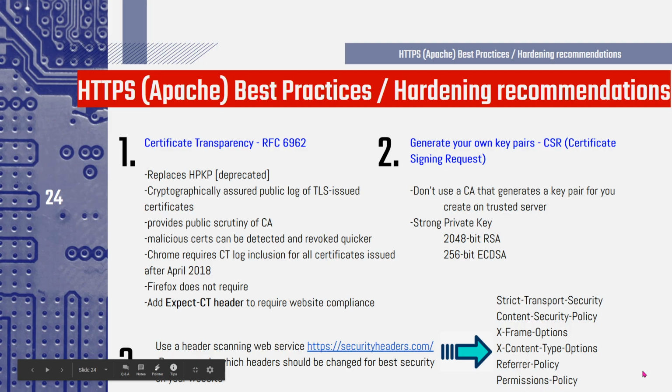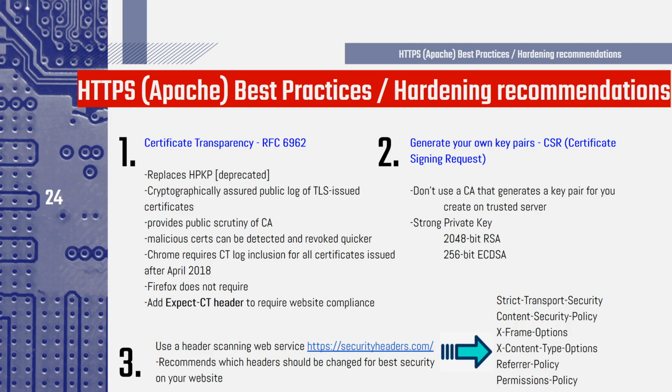Here are some more best practices for HTTPS. People used to use public key pinning. This has been deprecated for certificate transparency. Certificate transparency is a cryptographically assured public log of all TLS issued certificates. Google Chrome requires this for all certificates after April 2018. It allows CAs to be scrutinized, and malicious certs can be detected and revoked quicker.